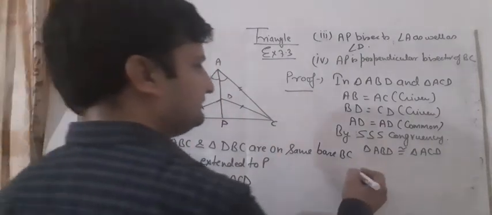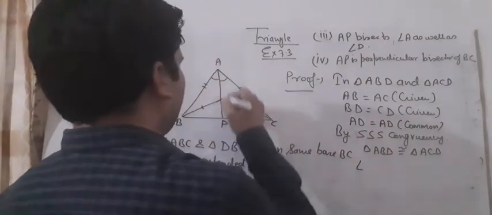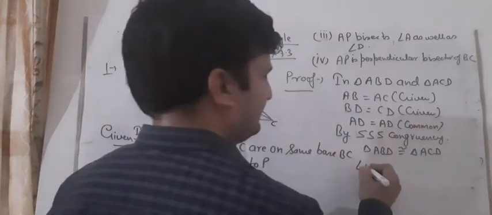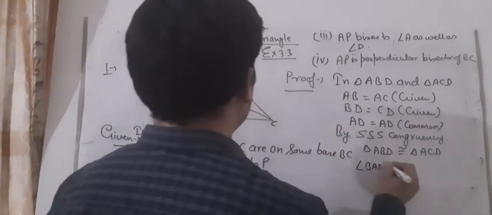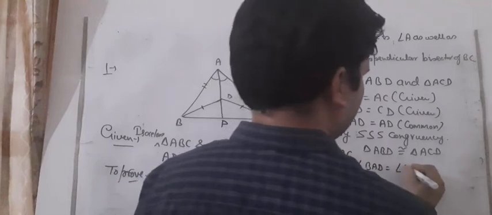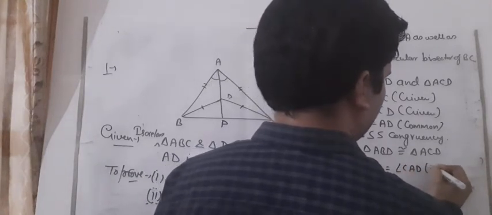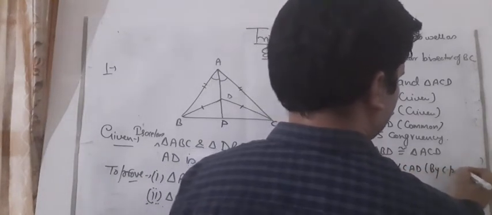So we can say that angle BAD is equal to angle CAD by CPCT.